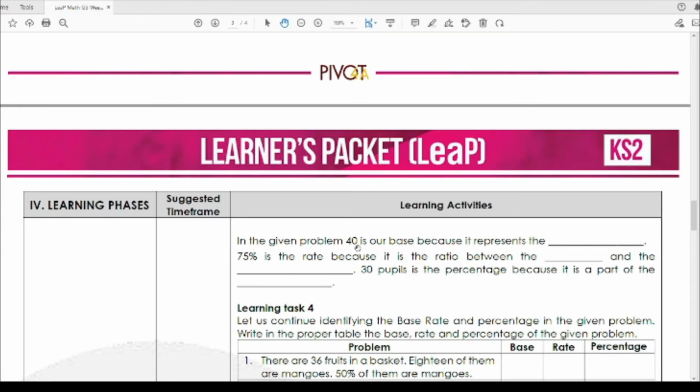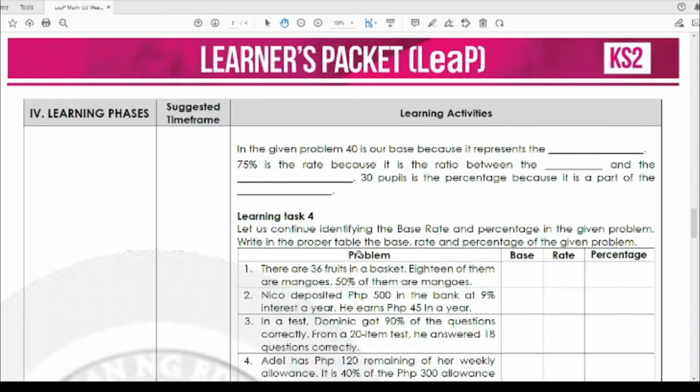I will read it to you. In the given problem, 40 is our base because it represents the blank. 75 is the rate because it is the ratio between the blank and the blank. 30 pupils is the percentage because it is a part of the blank. The answer is almost in my time.